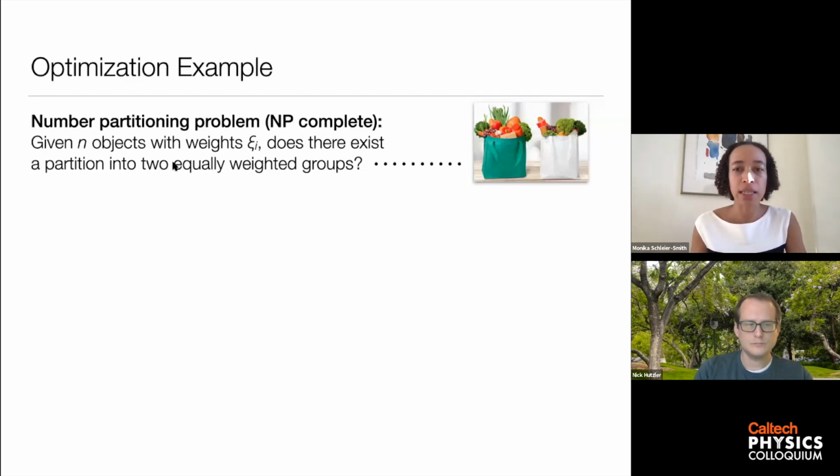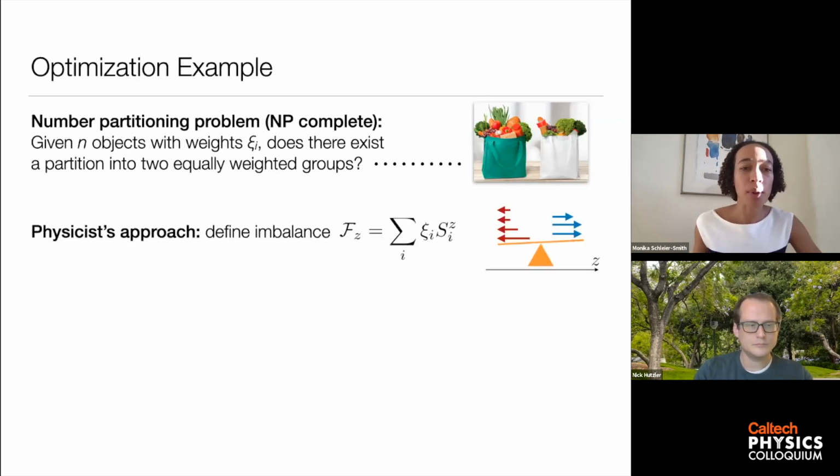So as a physicist, of course, naturally, the way that I will try to frame this problem is to say I'm going to define the imbalance in terms of a spin system. We always like spins. So I'll say, if my spin is pointing one way, that would be putting an object in this one bag. If it's pointing the other way, that's putting in the other bag. And so I can map this problem into one of minimizing some weighted sum of spins that can point either along plus or minus z.